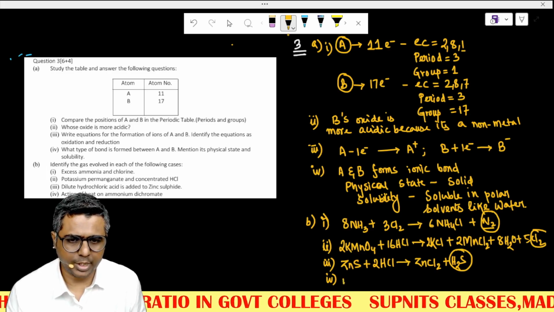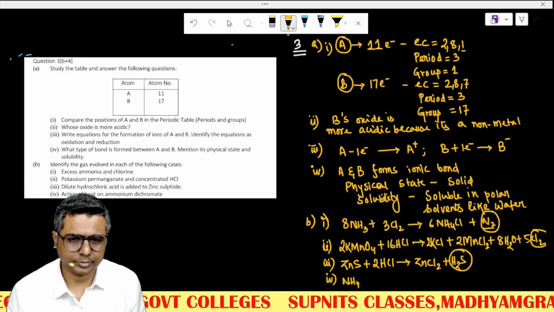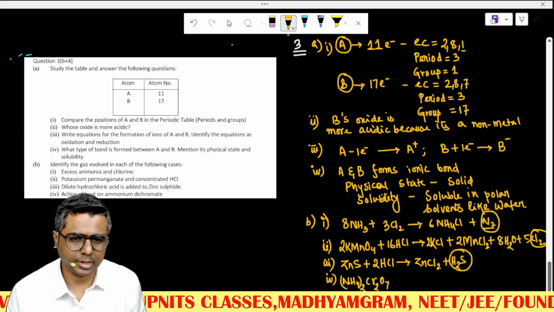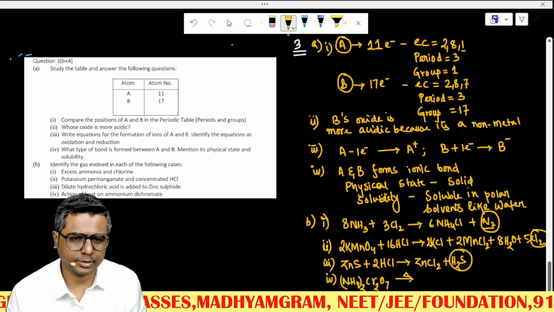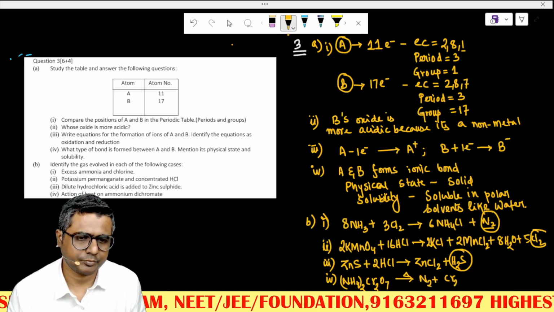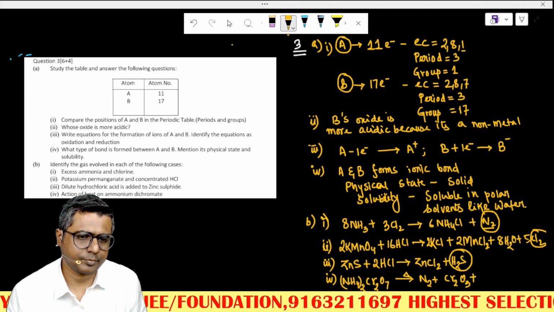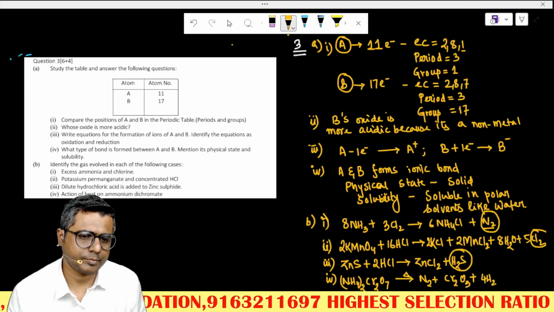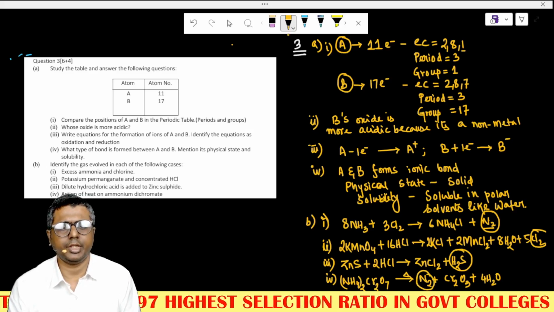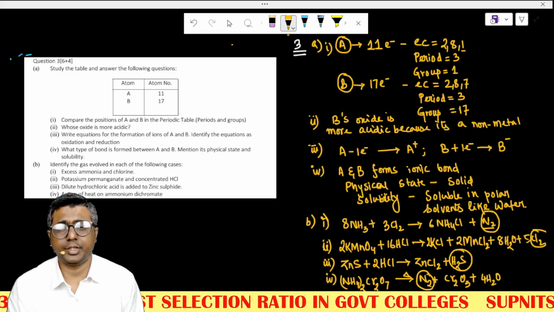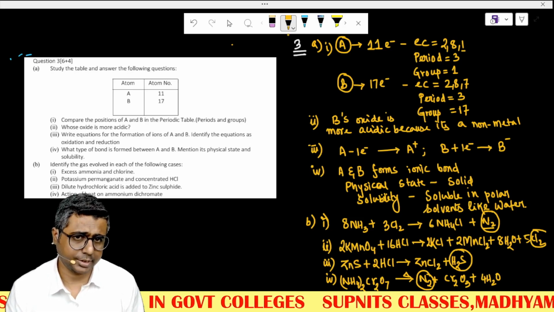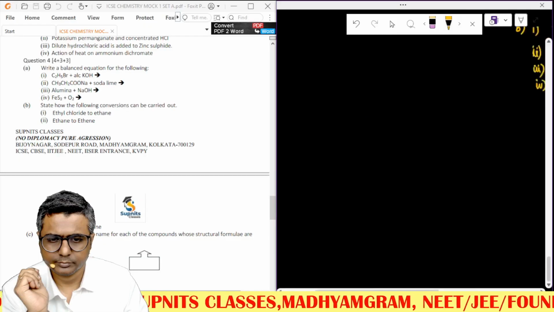Action of heat on ammonium dichromate. All these questions are very easy, you have done somewhere or the other, from that only it has been given. So here also the answer will be nitrogen. Okay, so as you can see, another very good attemptable question, question number 3 as question number 2, which can easily give you 20 marks.